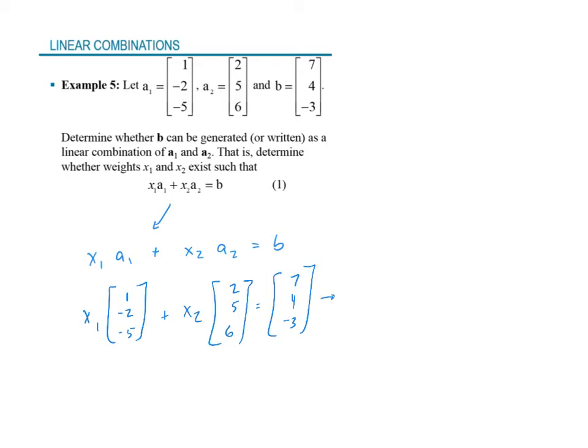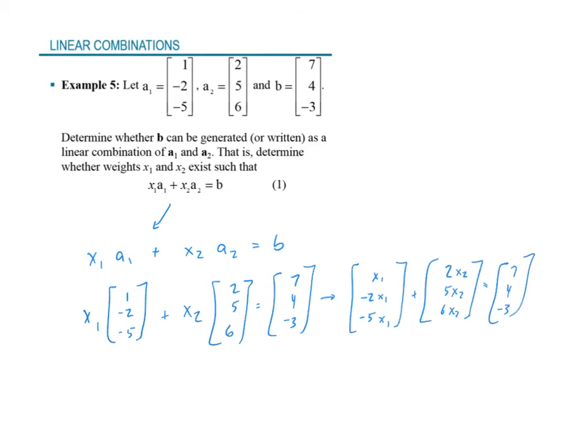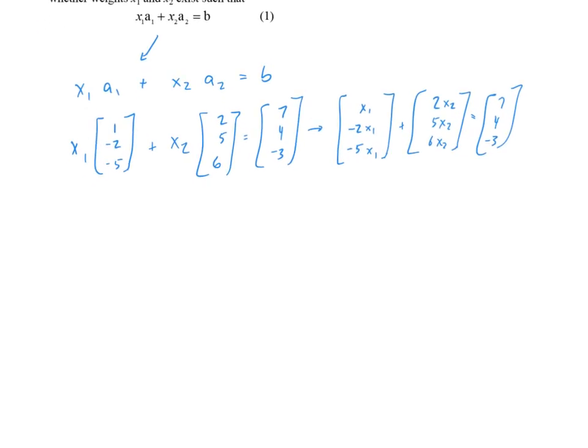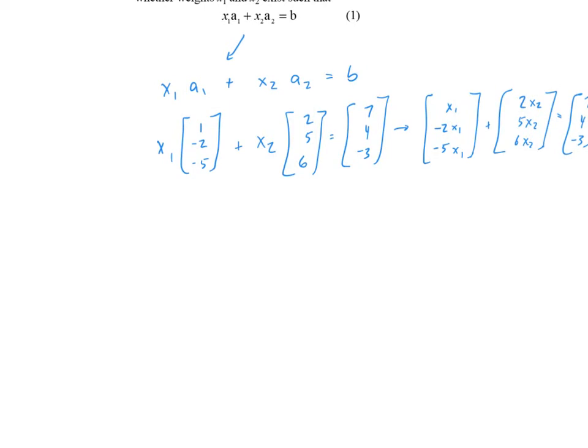All right, let's rewrite this a little bit differently because we saw at the beginning of the section, I can multiply that scalar x1 into the first vector: x1 times 1, x1 times -2, and x1 times -5. So I scaled each entry in that vector. I'm going to do the same thing in the second vector, 2x2, 5x2, 6x2, equals 7, 4, and -3. Okay, this is looking a little bit better. It almost looks like a system of equations. Hint, hint, it is.